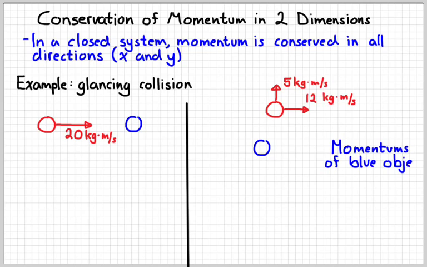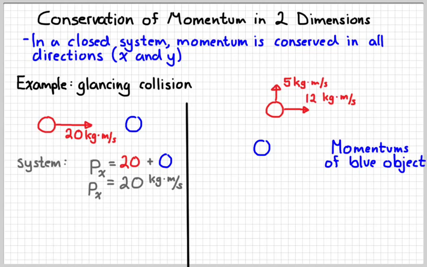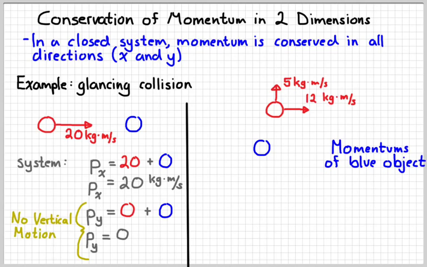So let's see if we can figure out what the momentums are for the blue ball. First thing we're going to do is figure out how much momentum we have in our system. In the x direction, the momentum of the red object is 20 kilogram meters per second, and the blue one's not moving, so it's got 0. So the system's momentum in the x direction is 20 kilogram meters per second. In the y direction, they're both at rest. There's no vertical movement, so the y momentum would be 0.